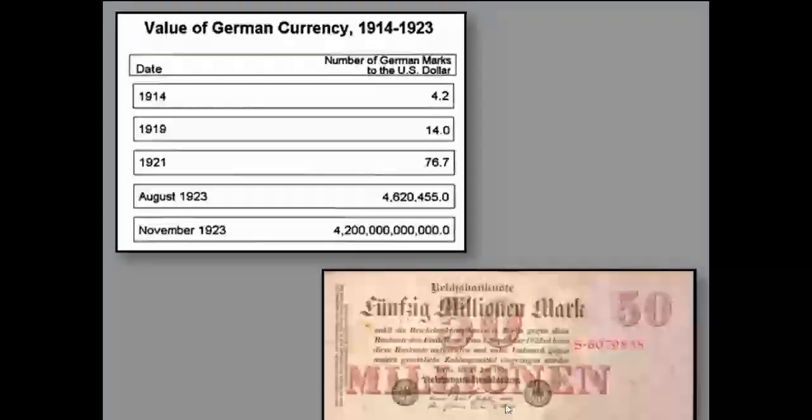Just to give you an idea of how inflation works, this chart at the top is comparing the German mark to a US dollar. The lower the number, the better the value. The higher the number, as it shows in November of 1923, the less valuable it is. So obviously, the value of the German mark was very, very, very low and extremely inflated.